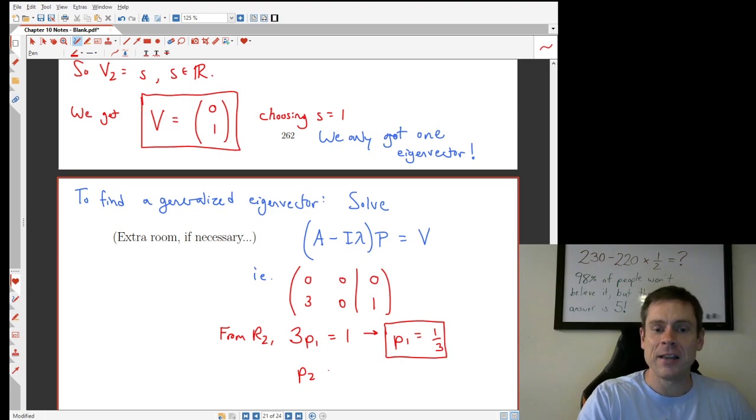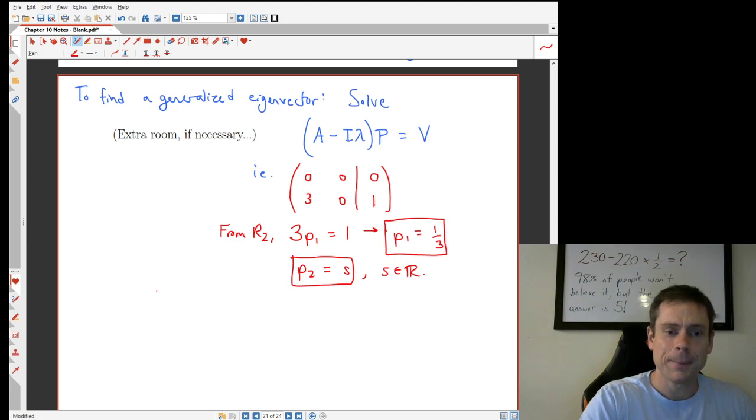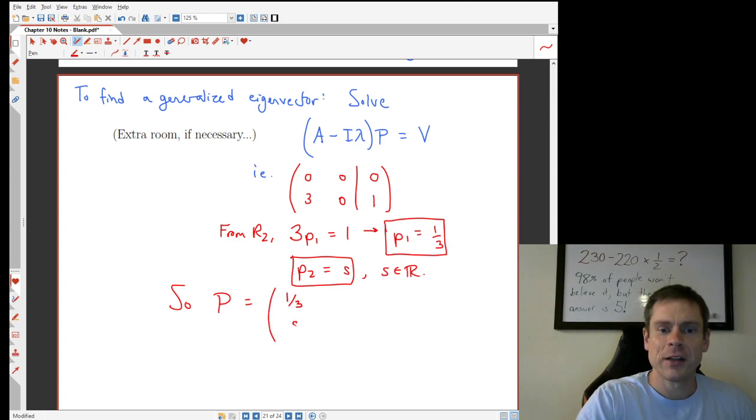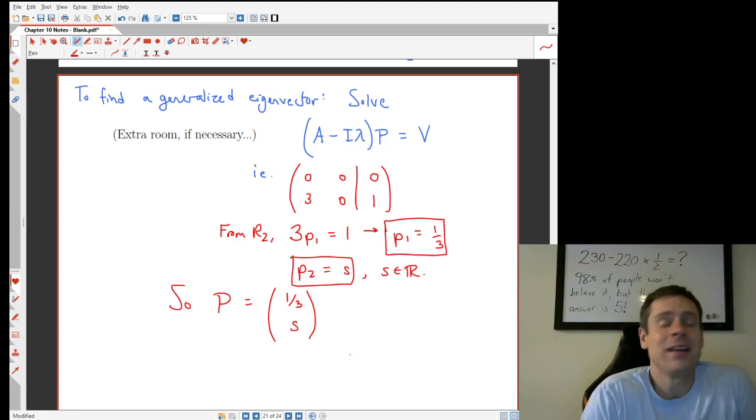So it looks like P2 is going to be equal to something. I'll choose another s with s belonging to the real numbers. And if we write down a vector p, p is going to equal 1/3 and s. And we have to choose s to be whatever we want it to be. And it literally can be anything you want it to be.